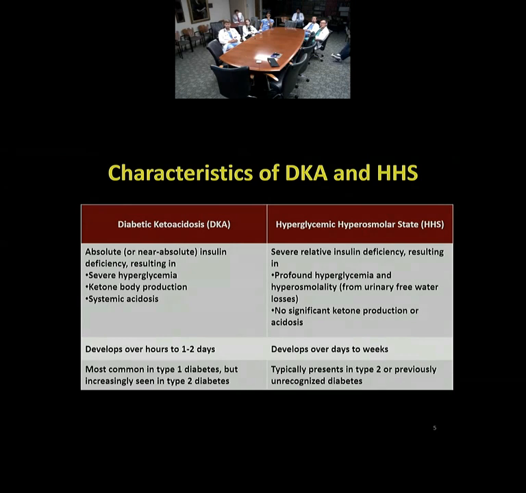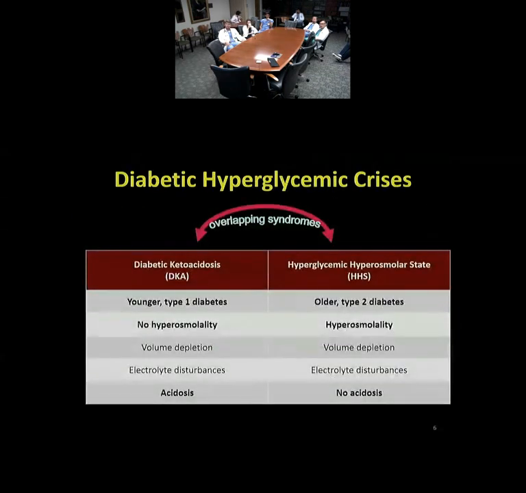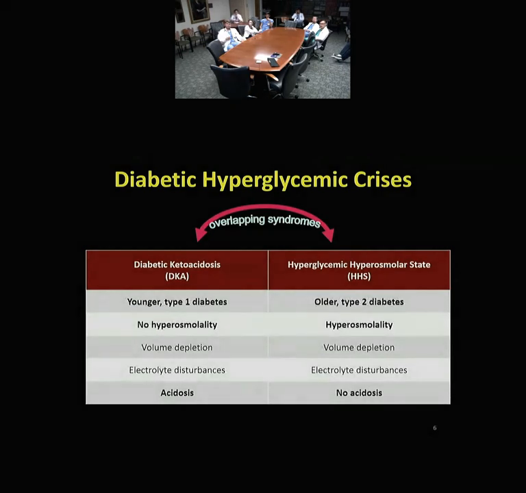The hyperglycemic hyperosmolar state is a severe relative insulin deficiency. They have profound hyperglycemia and hyperosmolarity. There is no significant ketone production or acidosis. It develops more over days to weeks, and typically presents in type 2, but it can show up in people who don't have a diagnosis of diabetes. Again, as I said, they are overlapping, so you will find people who have characteristics of both.